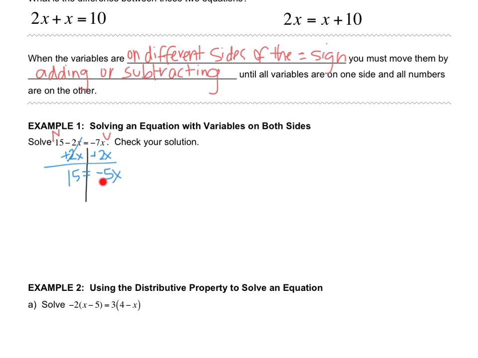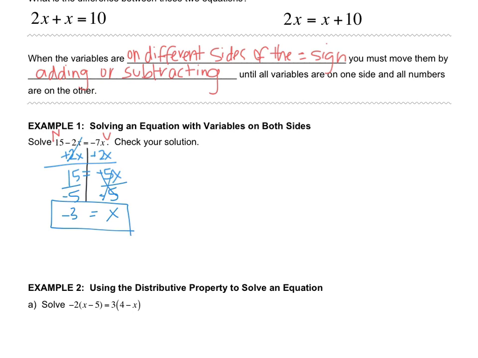not addition. You would divide by negative 5 because a number next to a variable is multiplication. So I'm going to divide both sides by negative 5. Hopefully you didn't say addition. If you did, come talk to me and we'll go over some examples. 15 divided by negative 5 is negative 3.